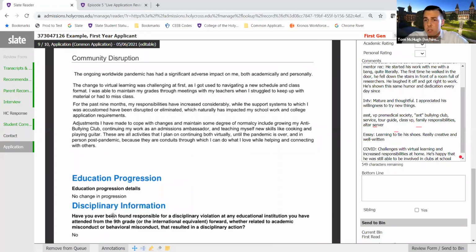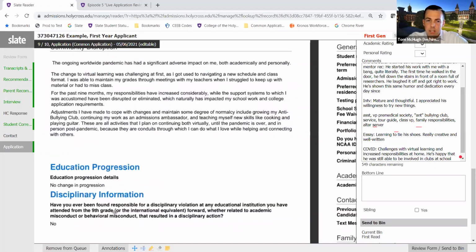The community disruption, or the COVID response, gives us a sense of how the last year and a half impacted this student. It's not a requirement because it impacted all of us, but if you feel as though there's something really important to communicate directly to admission committees, this is a nice place to do it. And I think it allows students the freedom of not having to write about the pandemic in their actual personal statement.